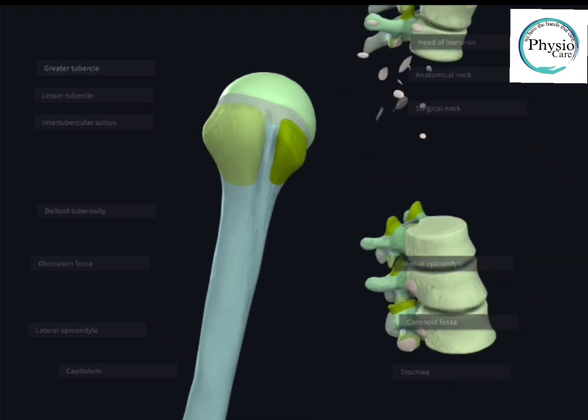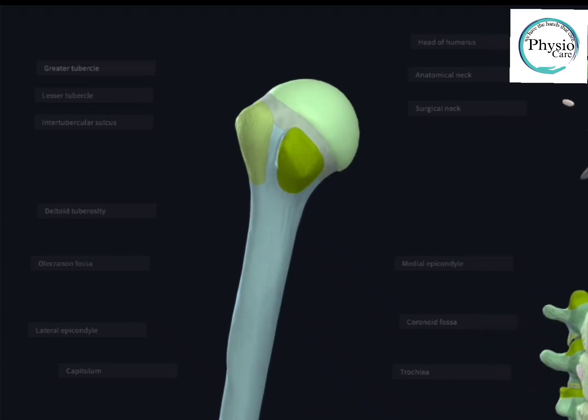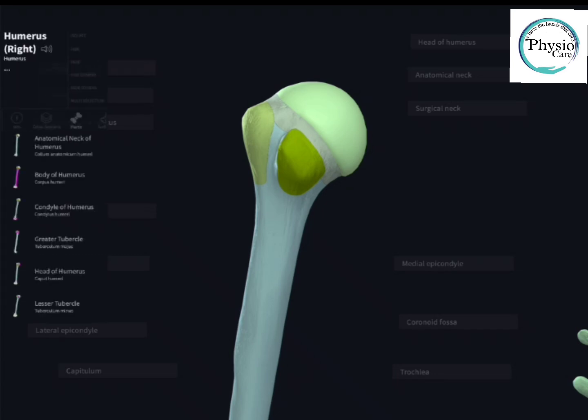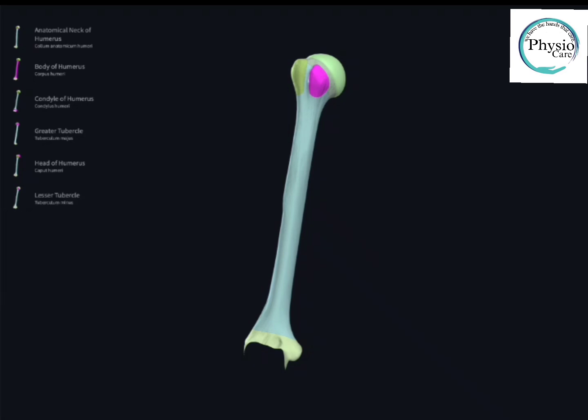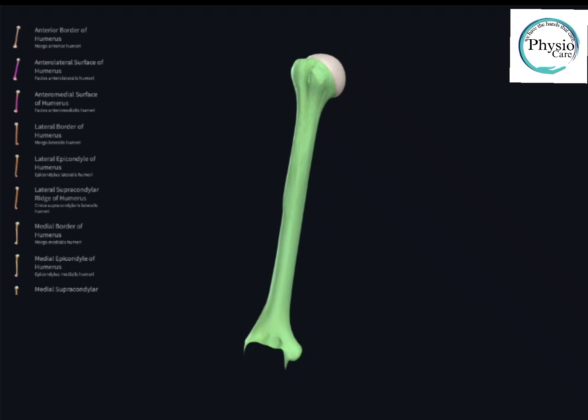The tubercles are the attachment site for many of the scapulohumeral muscles. But sometimes it's not all about attachment. The intertubercular sulcus, which is that sort of groove that runs in between the two tubercles, is actually a protected passageway during life for the tendon of the long head of the biceps.